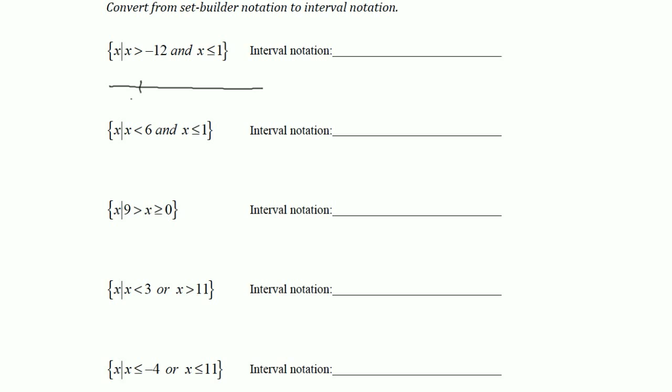So here we have negative 12 and positive 1. We've got x is greater than negative 12 and x is less than or equal to positive 1. Because this is an and statement, we know that we want the intersection, which means we want the overlap, so we see that yes, in fact, this is just the interval from negative 12 to positive 1.